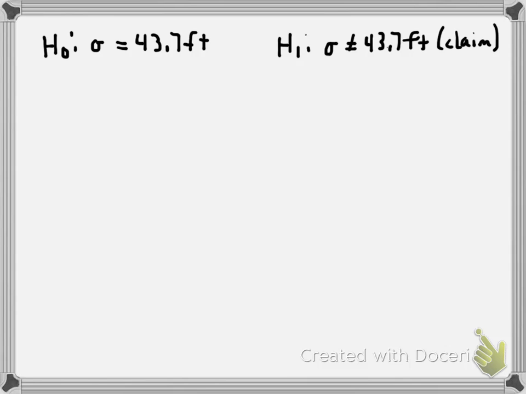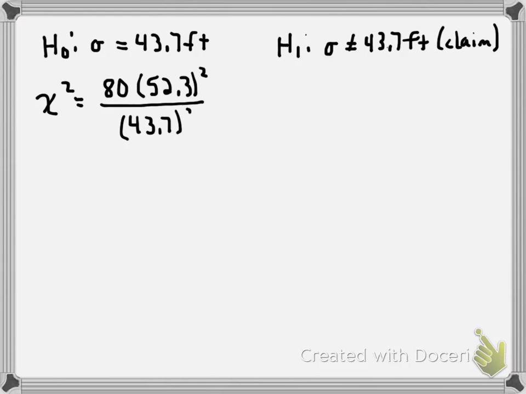The next step is to find the test statistic. So chi-square is equal to, the degrees of freedom would be 80 since the sample size is 81. The sample standard deviation they told us was 52.3, and we need to square that number, over the population standard deviation that we're testing, 43.7, and we need to square that number. So entering that into your calculator and rounding to 3 decimal places, you should end up with 114.586.